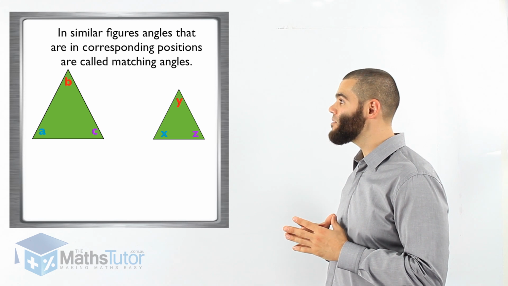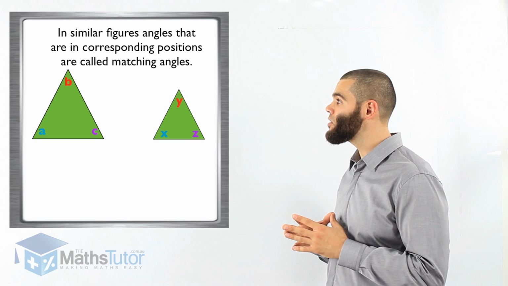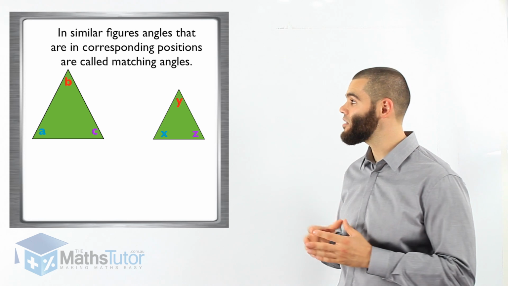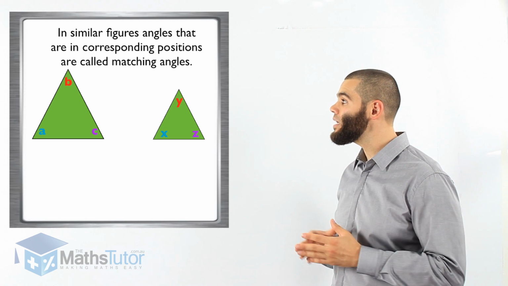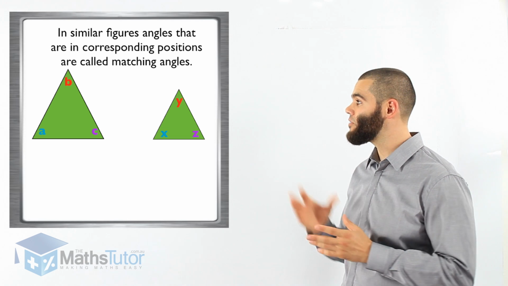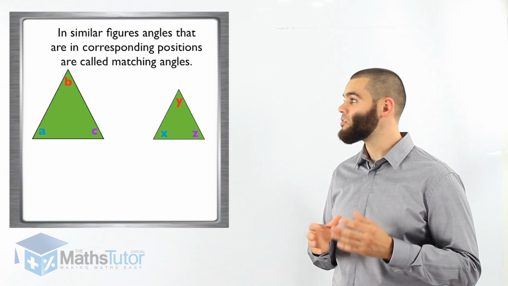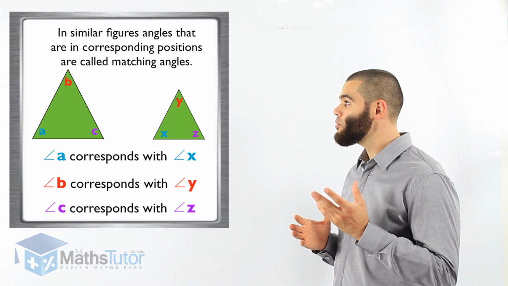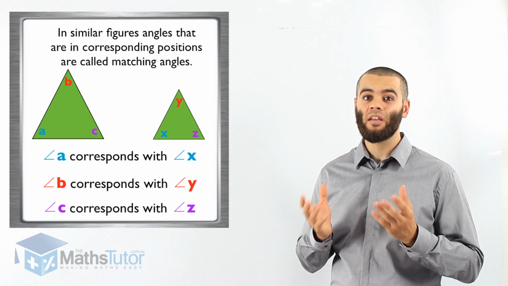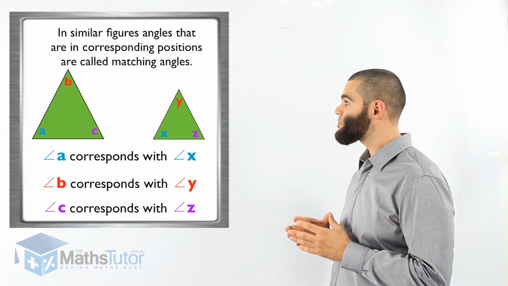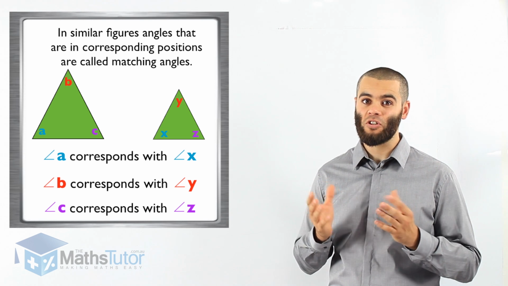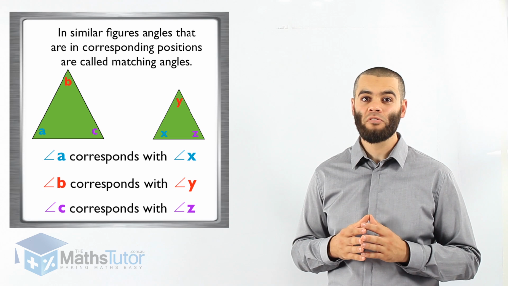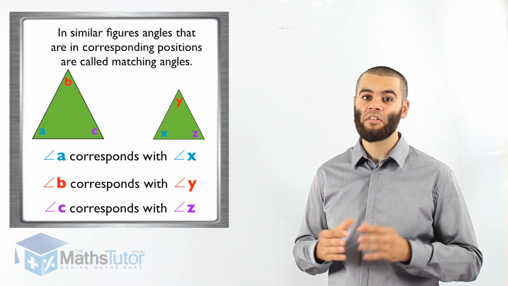When we look at angle A, it is in the corresponding position to angle X. Angle B is in the corresponding position of angle Y. And angle C is in the corresponding position of angle Z. So angle A and angle X are matching angles. Angle B and angle Y are matching angles. Angle C and angle Z are matching angles. Why? Because they are in corresponding positions.